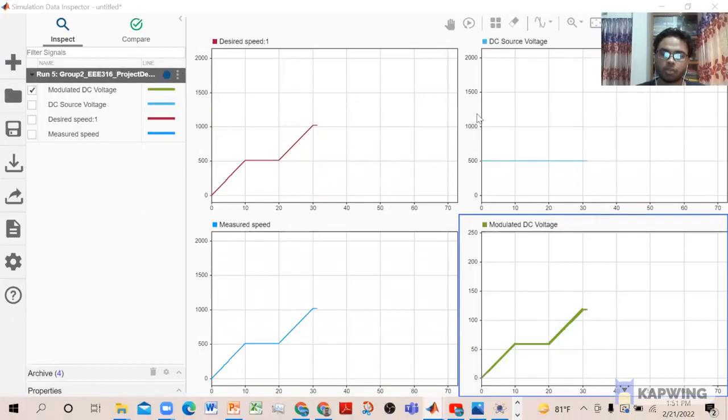Now we are in the project module. In the data inspector in real time, we can see that the desired speed is successfully followed by the measured speed. Now we are going to show the hardware implementation of the project.